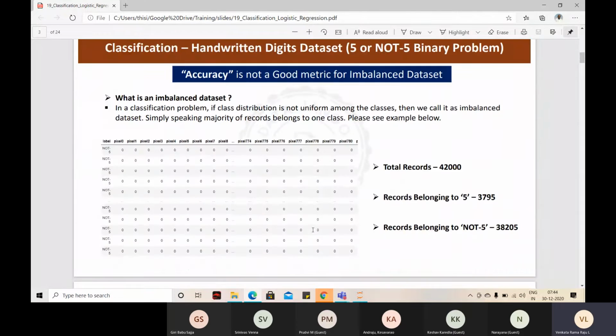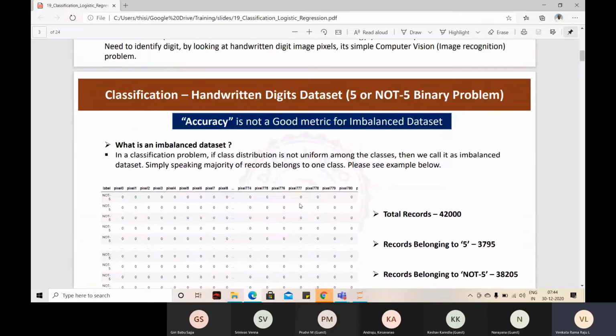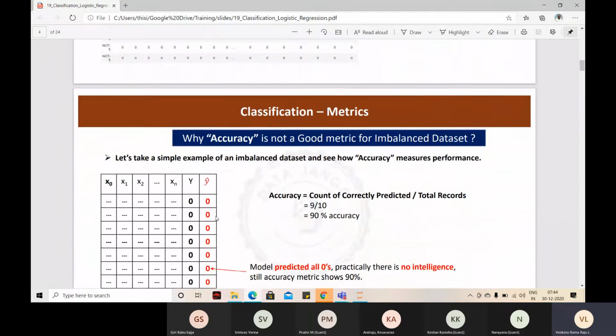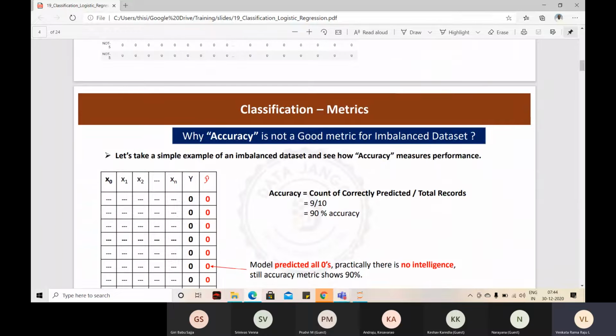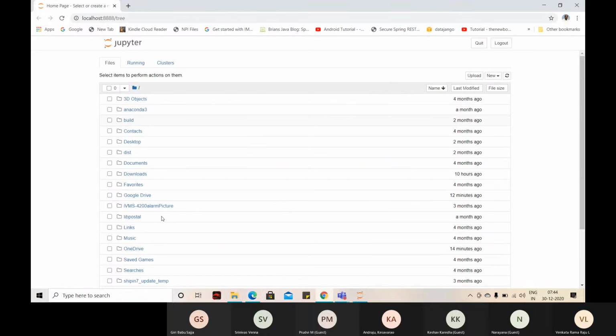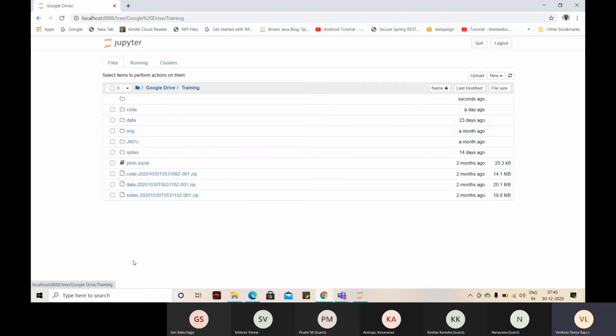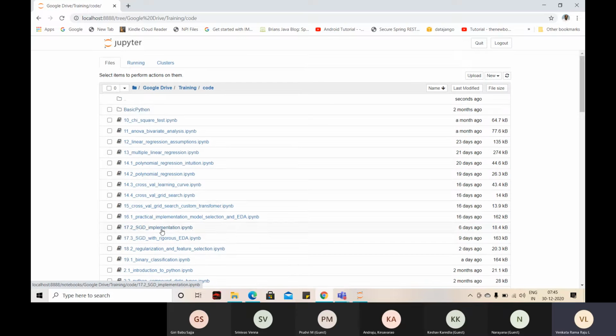Okay. And now we have taken that MNIST data set and converted it into a binary problem because we are trying to understand binary class classification. So I converted to 5s and not 5s. You can do 1s and not 1s or 2s and not 2s, whatever. And then we built a logistic regression model using SGD classifier, the stochastic gradient descent classifier.